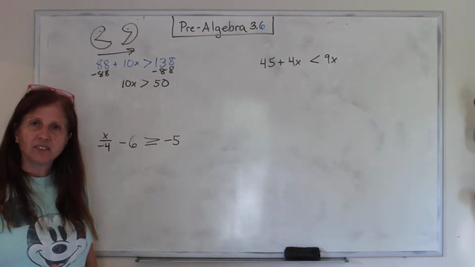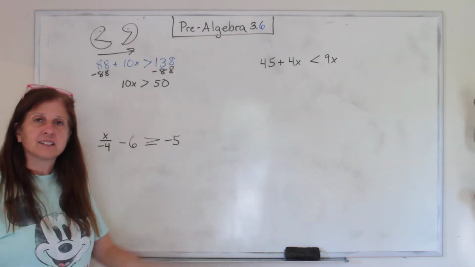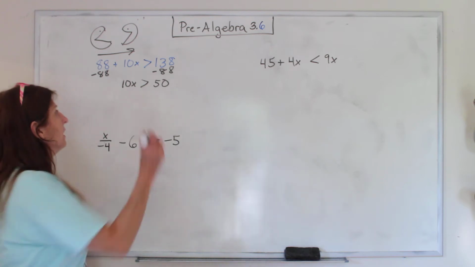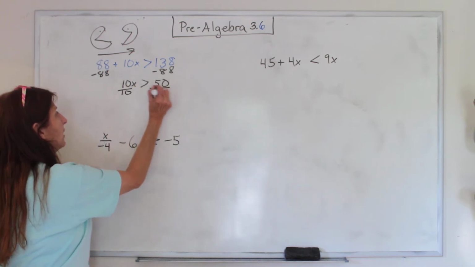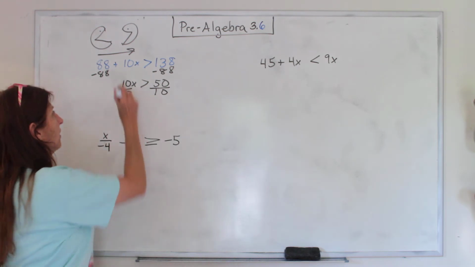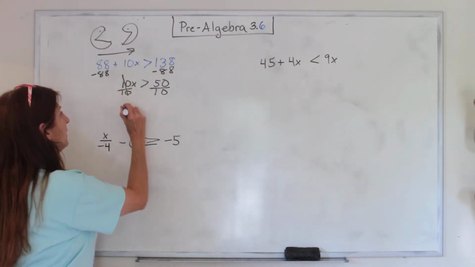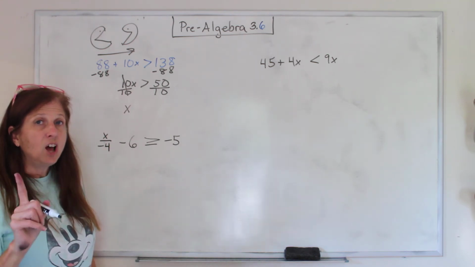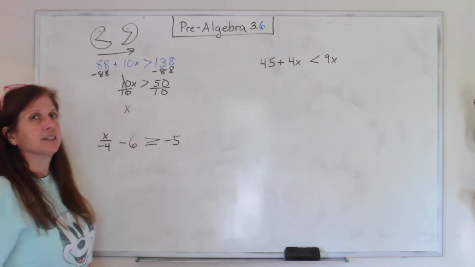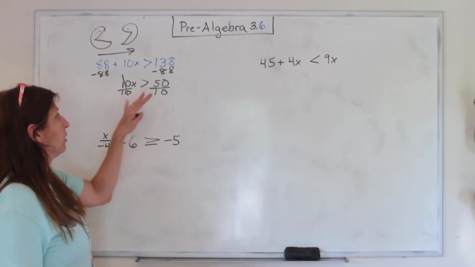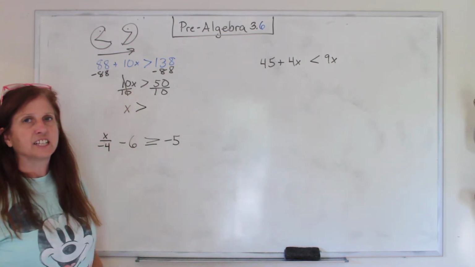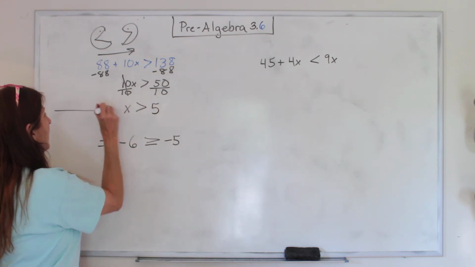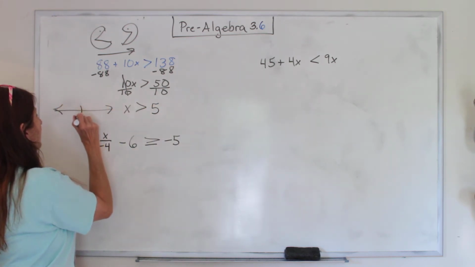Now I ask myself again, why is x not alone? It's being multiplied by 10. So what's the opposite? Divide by 10. What I do to one side, I do to the other. These cancel out. I bring down what I didn't mess with. Do I flip it? No, because these 10s are positive. If they were negative, we would, but they're positive, so it stays the same way. 50 divided by 10 is 5, so x is greater than 5.